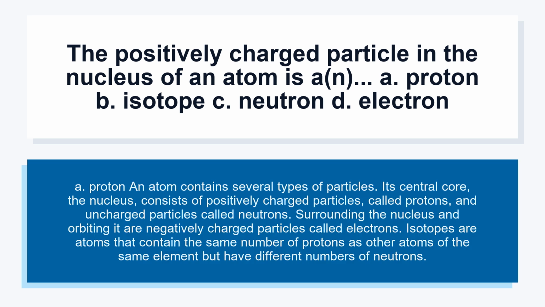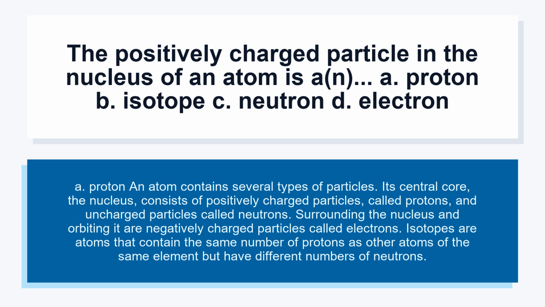A, proton. An atom contains several types of particles. Its central core, the nucleus, consists of positively charged particles, called protons, and uncharged particles called neutrons. Surrounding the nucleus and orbiting it are negatively charged particles called electrons. Isotopes are atoms that contain the same number of protons as other atoms of the same element but have different numbers of neutrons.